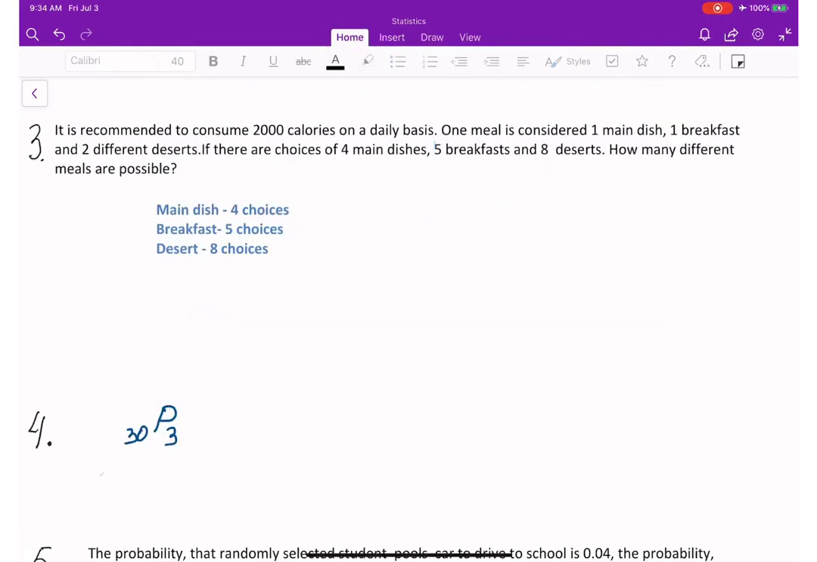Next problem. It is recommended to consume 2,000 calories on a daily basis. One meal is considered one main dish, one breakfast, and 2 different desserts. If there are choices of 4 main dishes, 5 breakfasts, and 8 desserts, how many different meals are possible?